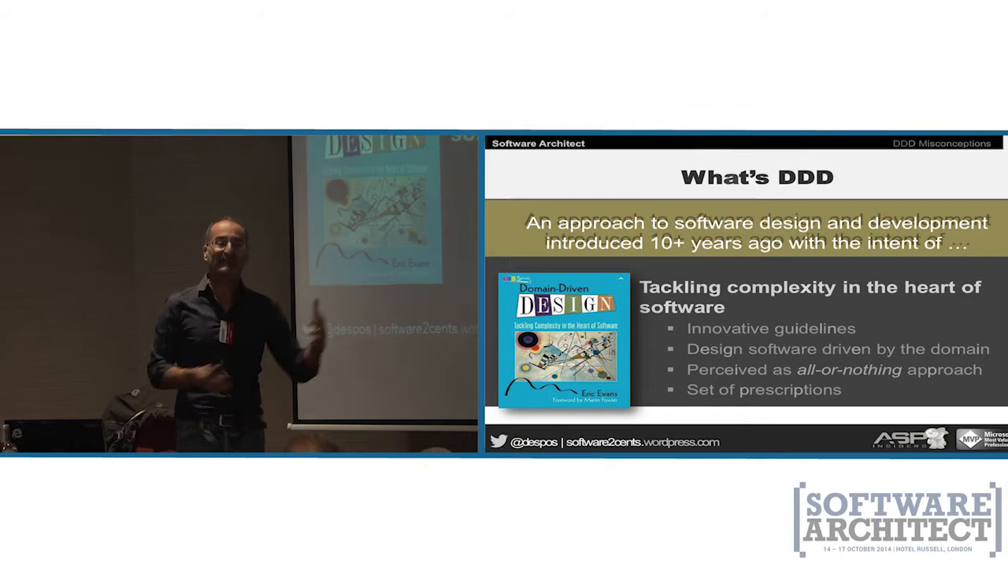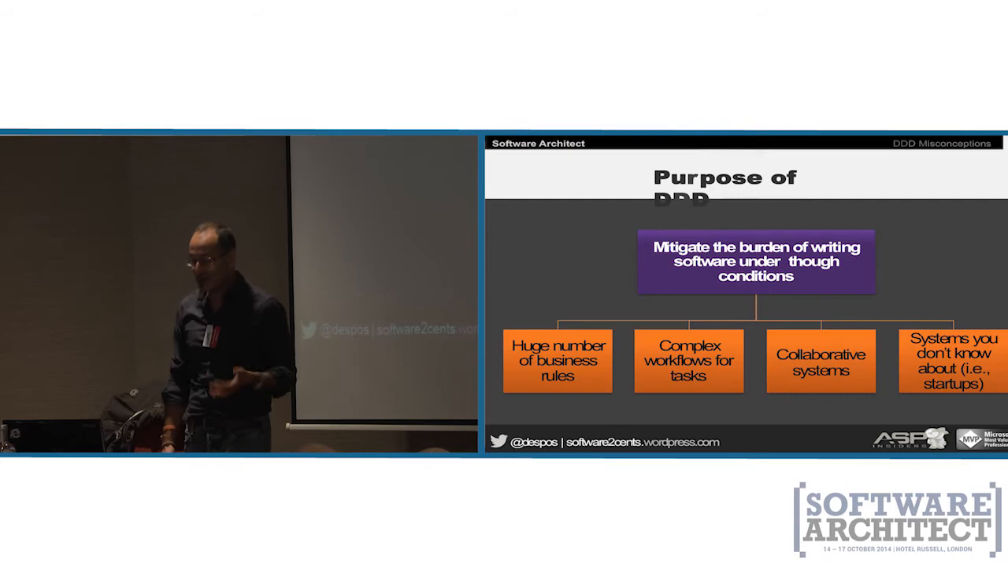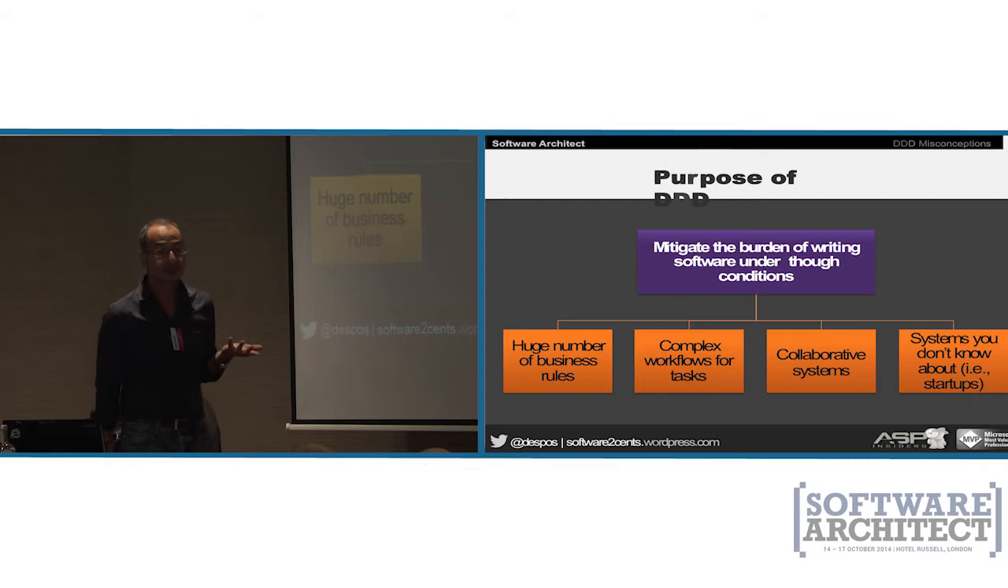The purpose of domain-driven design was mitigating the burden of writing software, especially under tough conditions. And which are tough conditions? When you have, first point, a huge number of business rules to handle. Not any piece of software, honestly, has that many business rules. So if you have 10, 20 business rules to take care of, it's not a big deal, honestly.